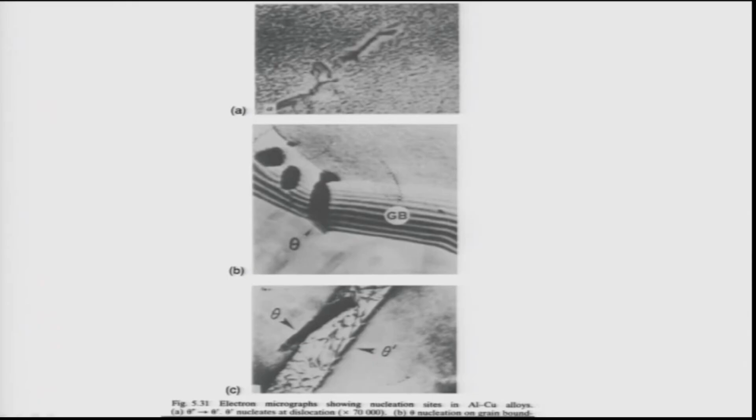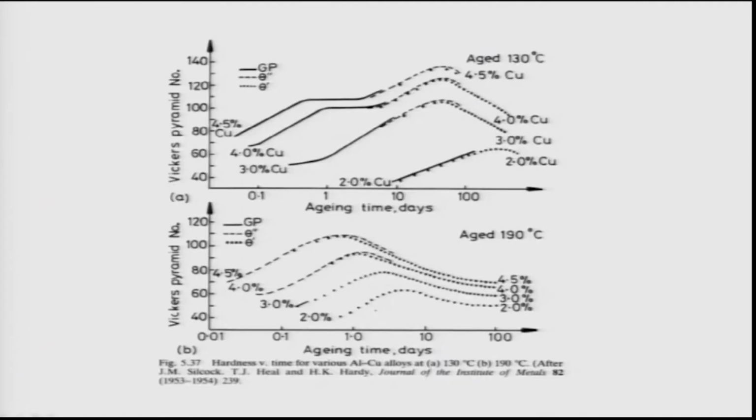So it is possible to nucleate these precipitates along the defects in the matrix. Now let us first discuss what actually happens. That was recapitulation. What actually happens when you heat treat these alloys during aging treatments. I am showing you the plots which are taken from this paper by Silcock long back, in 1954, and this tells you what happens during aging treatments.